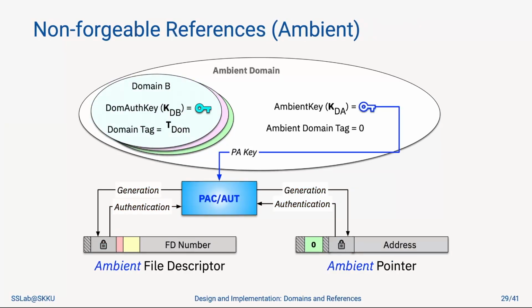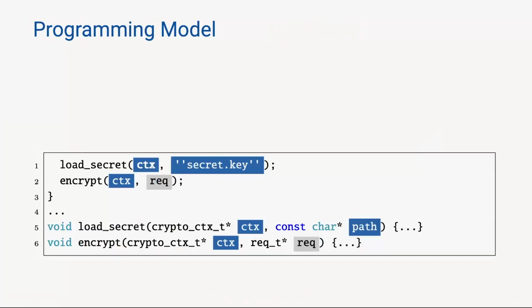On the other hand, the ambient key is used for ambient references. This key remains the same throughout the execution of the process, so all domains can access these references.